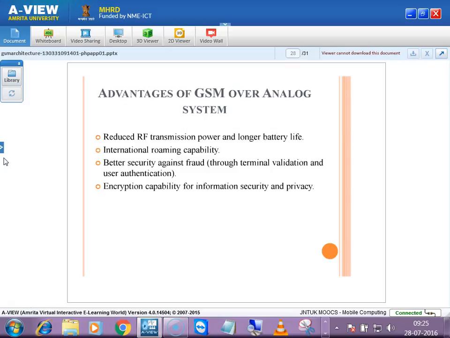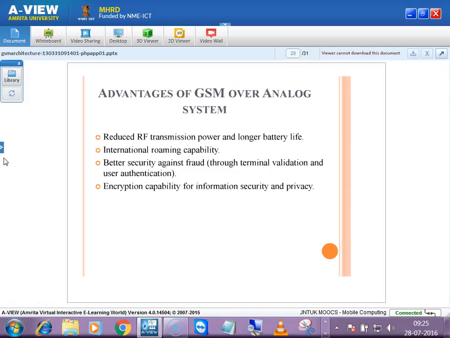More advantages when compared with 1G: reduced RF transmission power and longer battery life. See, here you will be having more battery life. From generation to generation, there are many techniques coming into the picture. So in 4G, we are having one technique like DRX. DRX is nothing but discontinuous transmission and reception.